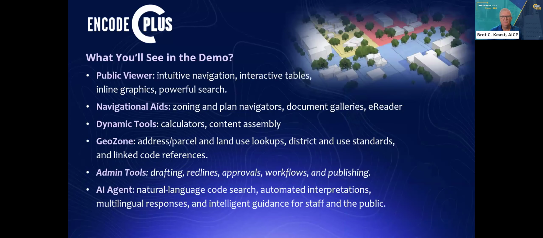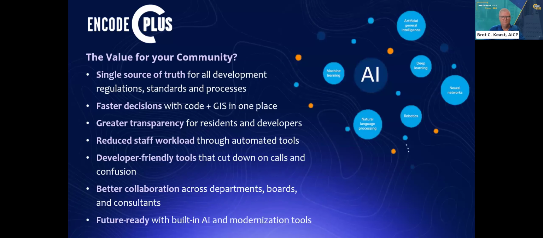In the demo, I'll walk you through tasks that your staff likely handle on a day-to-day basis, everything from public inquiries to internal updates. Everything is designed to reduce friction: fewer clicks, fewer workarounds, and fewer places to look for the information that you need every day. And by the end, you'll see how each feature supports not just efficiency, but confidence in the accuracy of your regulations.